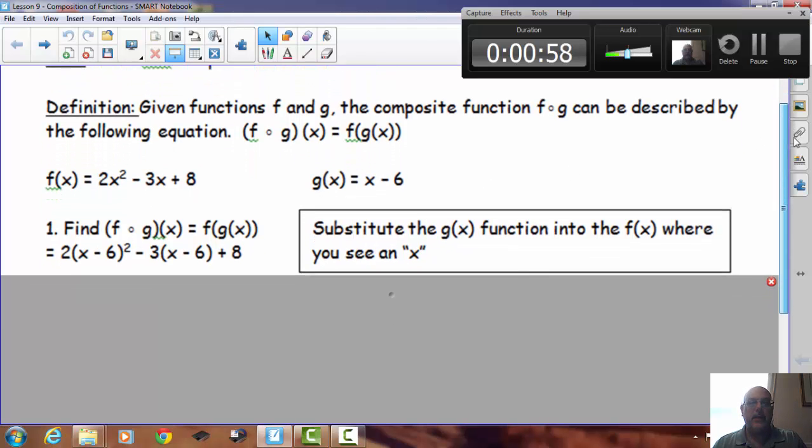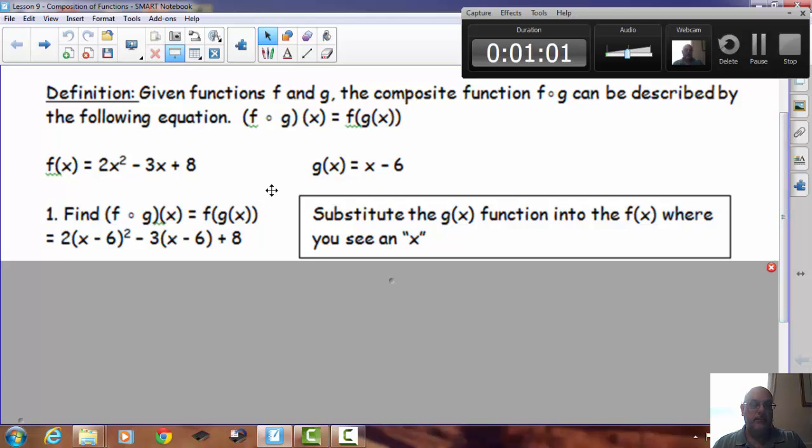To find the composite, we need to substitute the g of x function, the x minus 6, into the f of x function. Everywhere we see an x, like this x that's squared and the x with the negative 3, we put the x minus 6 in parentheses. That's the first step: f following g of x is 2 times (x minus 6) squared, minus 3 times (x minus 6), plus 8.